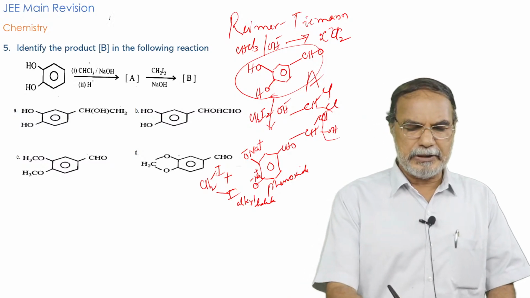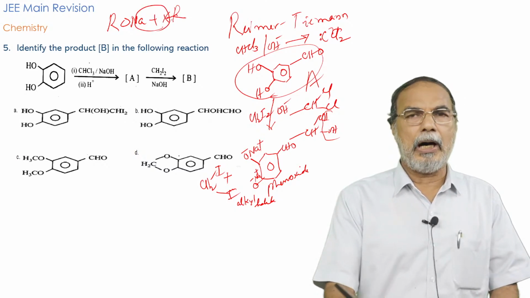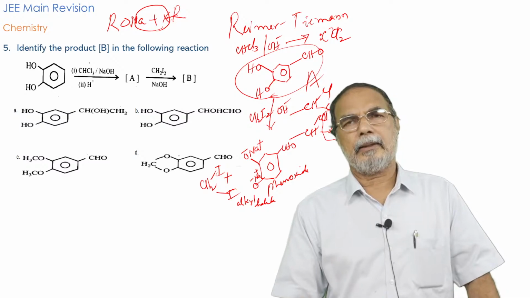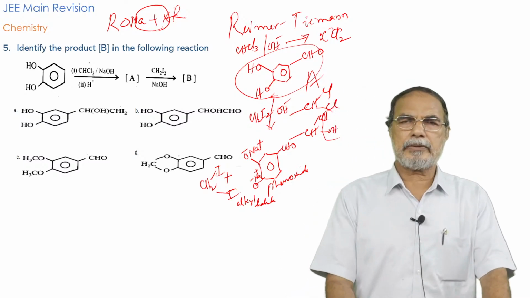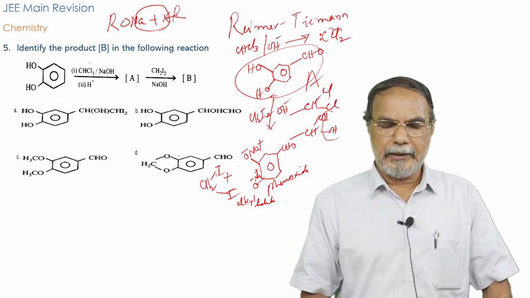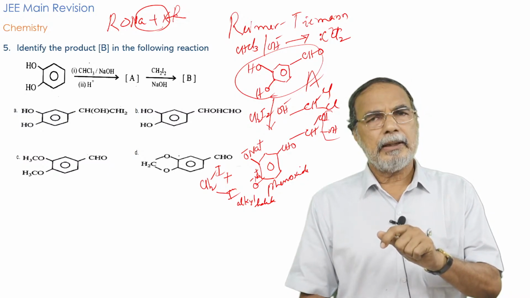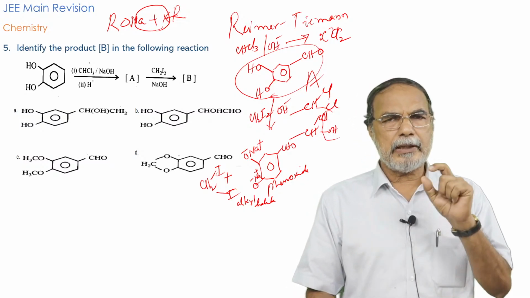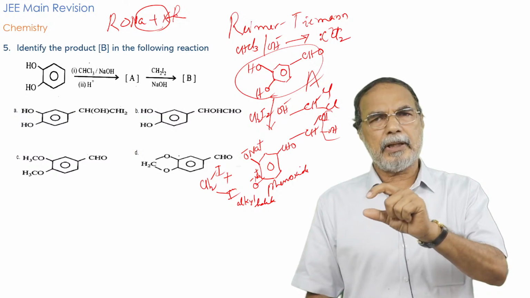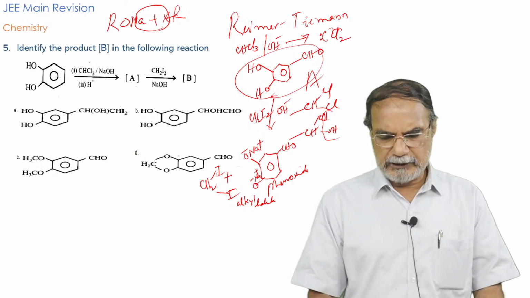The Williamson synthesis is simply written as RONa plus RX giving ROR, an ether, and that is the Williamson synthesis. It's one of the important methods by means of which ethers are synthesized: the reaction of an alkoxide with an alkyl halide, or, to get ethers containing a phenyl group, the reaction of a phenoxide with an alkyl halide. In this case, the alkyl halide is methylene iodide.